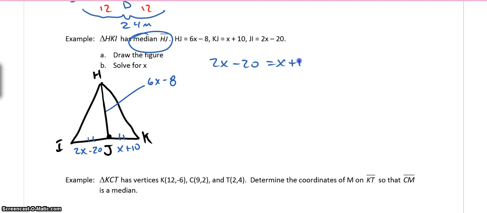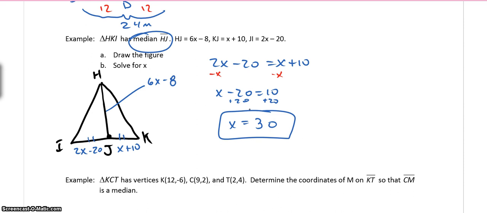So you have to use the information you know to solve for x. You always have to use what you know. We know it's a median. So now I'm going to solve for x. I get x minus 20 equals 10 plus 20, and x equals 30. Alright, so as soon as you hear median, you think cut in half.